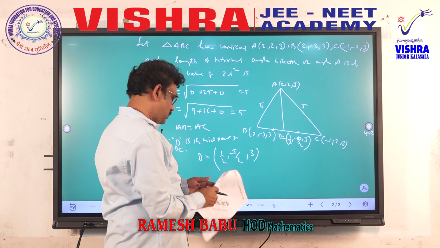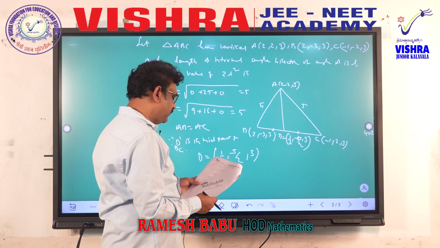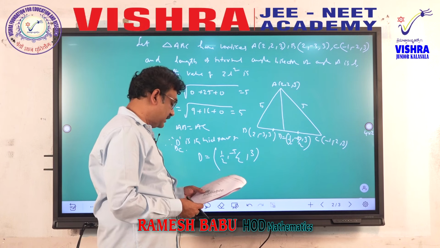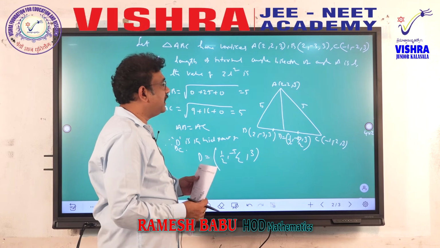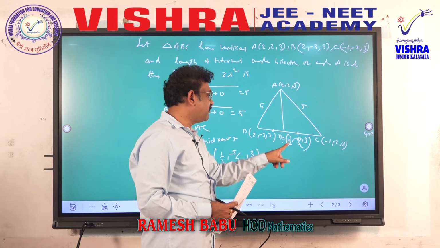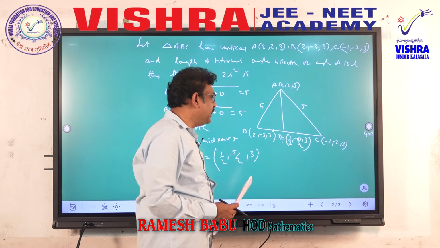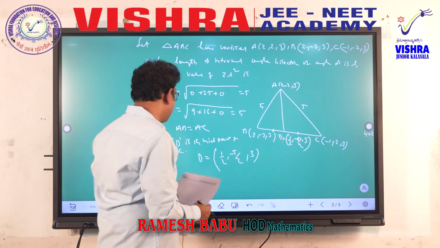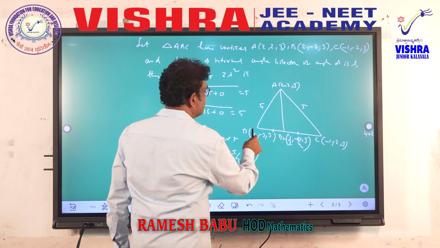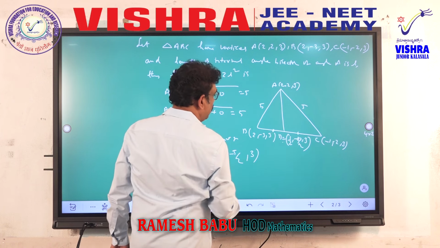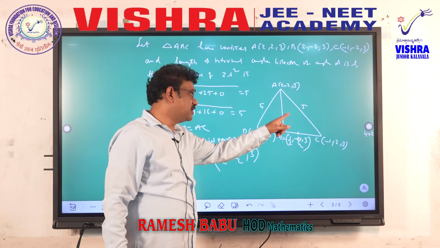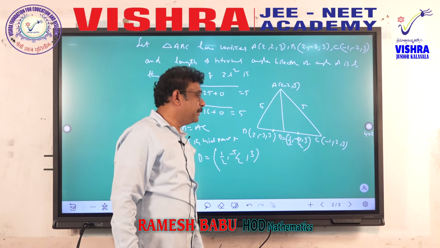So, AD, length of internal angle bisector of angle A is L, then the value of 2L square. So here AB is equal to AC, therefore D is the midpoint of BC. Now, coordinates of D is 1 by 2, minus 5 by 2, 3. So now AD. The point D divides the line segment joining B and C in the ratio AB is to AC, 5 is to 5. Therefore, 1 is to 1. So, therefore, D is the midpoint of BC.